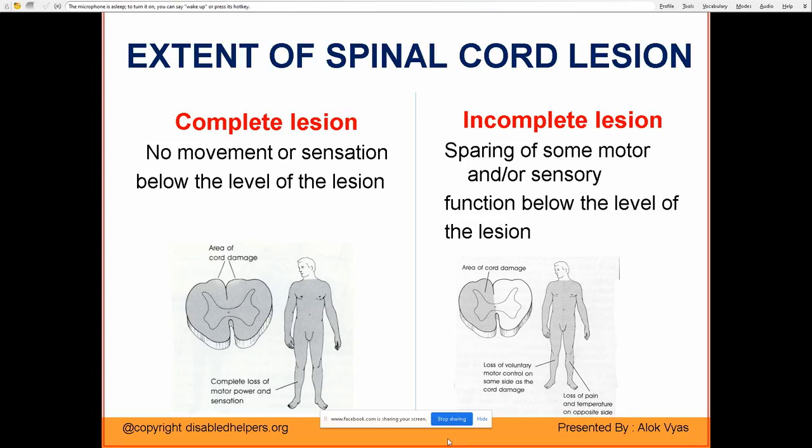So coming after telling you about the spinal cord injury and different types and categories, in this slide I'm trying to tell you about various causes of spinal cord injury. Again, the spinal cord injury has been categorized into traumatic and non-traumatic.